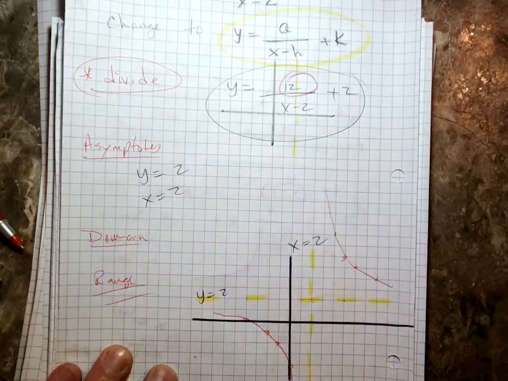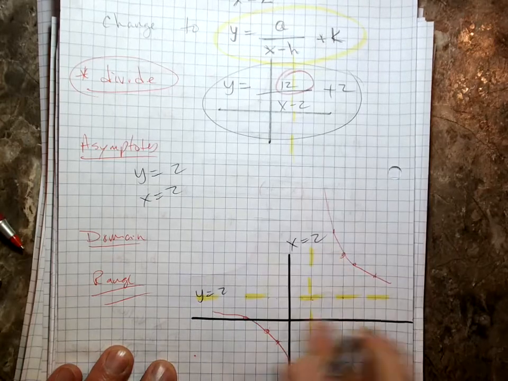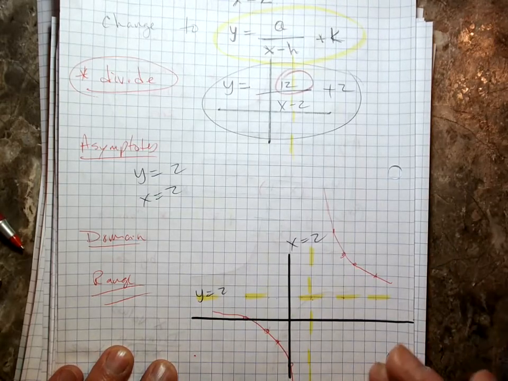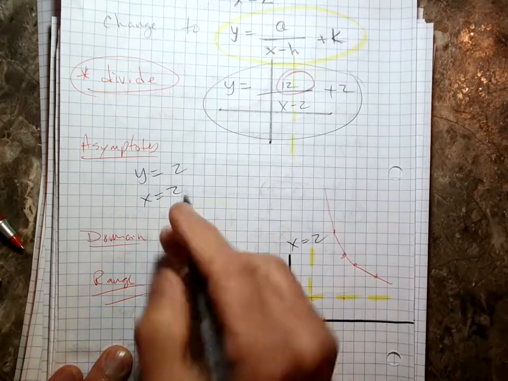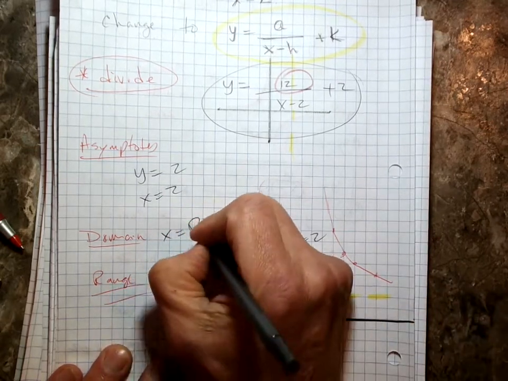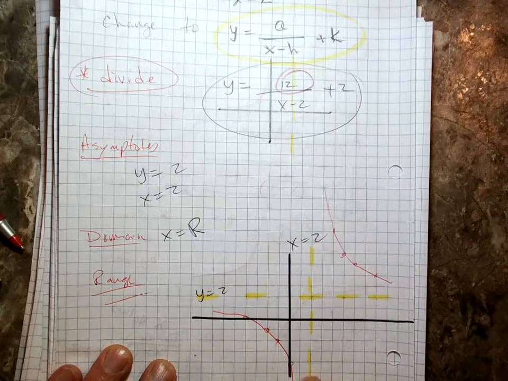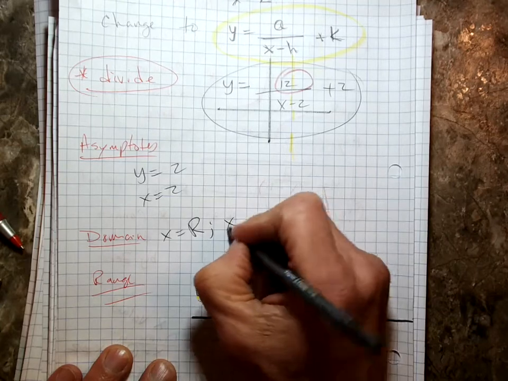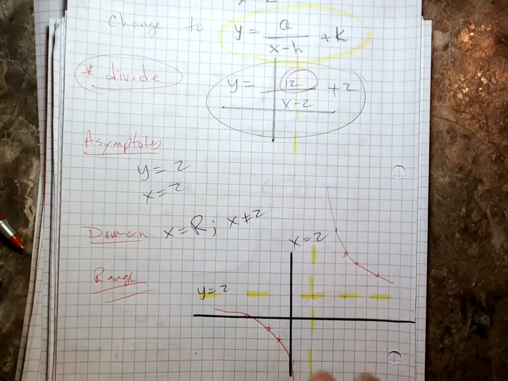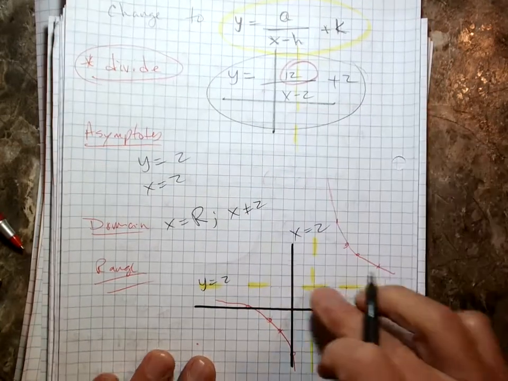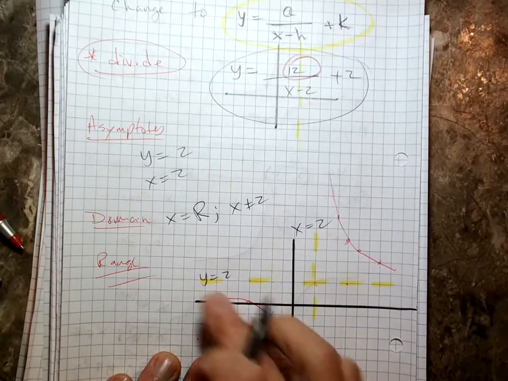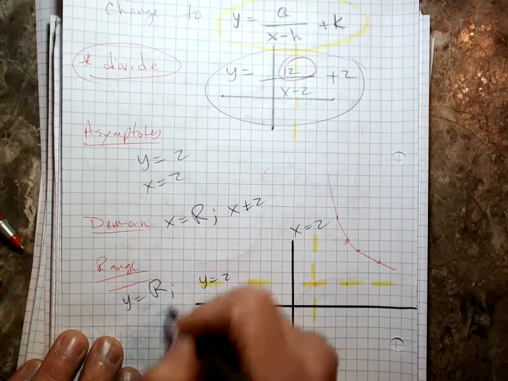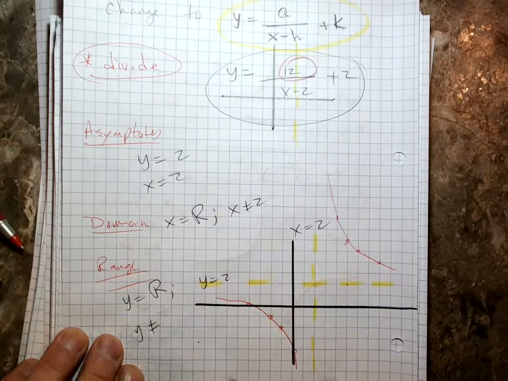Right? Domain. Well, it's forever, except it can't be 2, right? Because if it's 2, you divide by 0, that's bad news. So domain goes forever in both directions. X equals all real numbers, definitely, except it does not equal 2. Except x cannot equal 2. And the range goes up forever, goes down forever, except it doesn't have a height of 2. So we'll say y equals all real numbers, except y cannot equal 2.